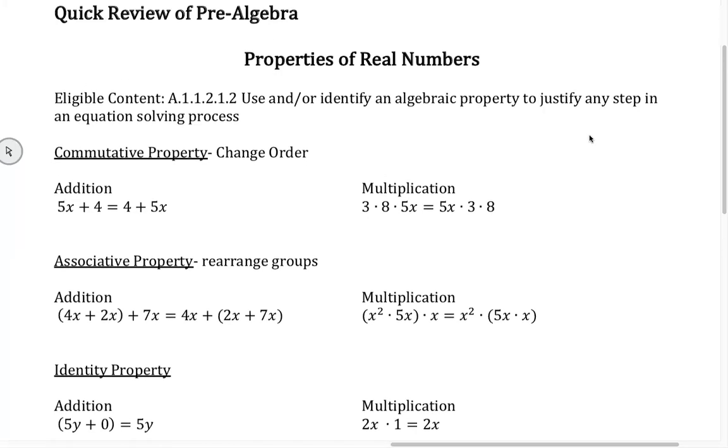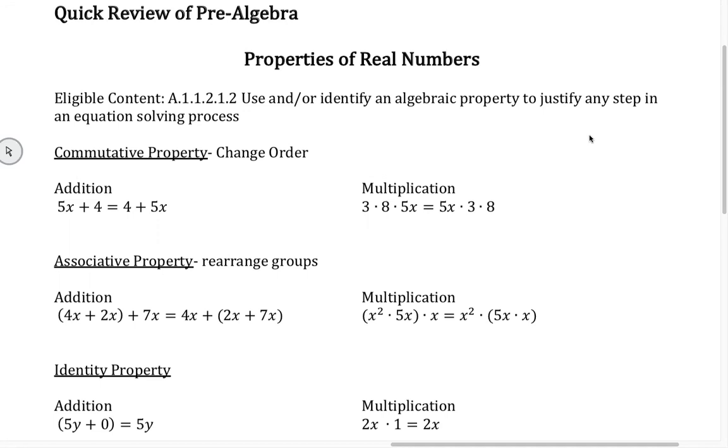All right, so quick review of properties. We have the commutative property. When I hear the commutative property, I think of commuting, and I think of kids, older brothers or sisters, commuting back and forth to college. That means the numbers are going back and forth.